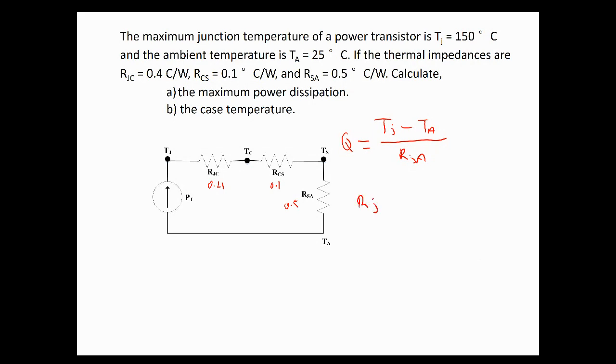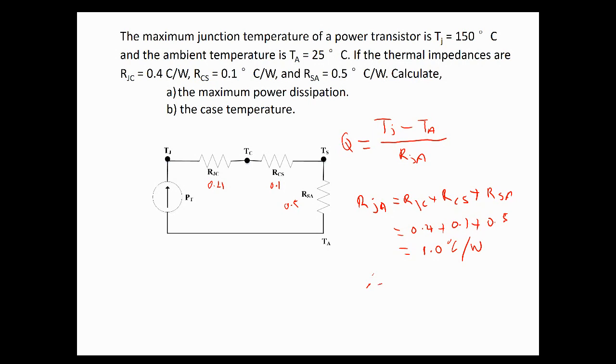R junction to ambient, we just add RJC plus RCS plus RSA. So that's 0.4 plus 0.1 plus 0.5. Add that up. What do you get, Conrad? That's 0.4 and 0.1 is 0.5, and 0.5 more, that's 1. So that's 1 degree Celsius per watt. So you can now make the substitution.